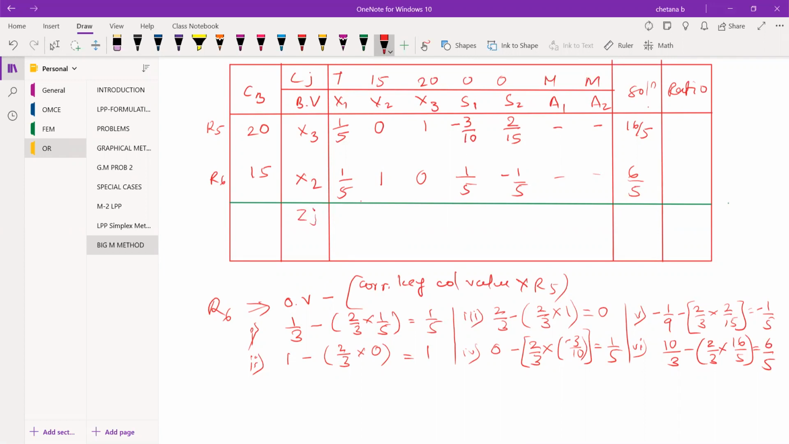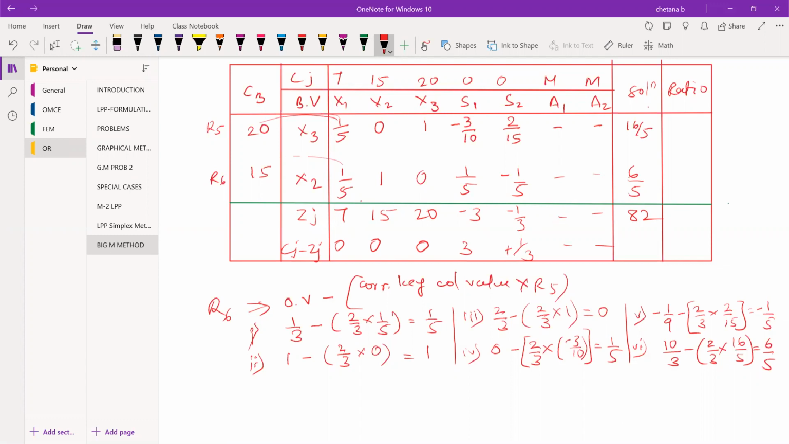Now calculate Zj. So this into this plus this into this. How much will it be? 4 plus 3, 7. Then 15, 15, 20, 20, and minus 3, minus 1 by 3, dash dash 82. So Cj minus Zj: 7 minus 7, 0, 15 minus 15, 0, 20 minus 20, 0, and 0 minus of minus 3 is plus 3, 1 by 3.